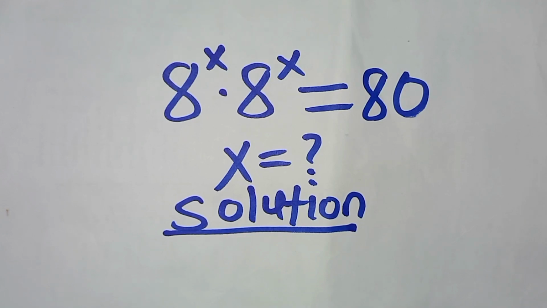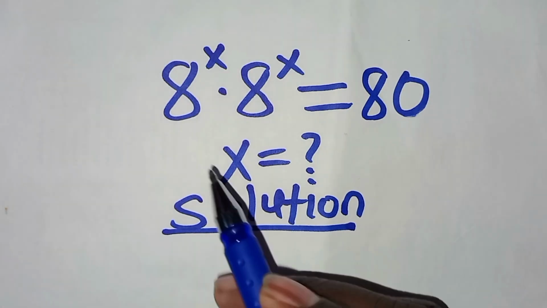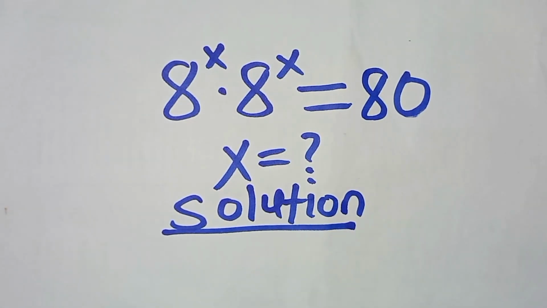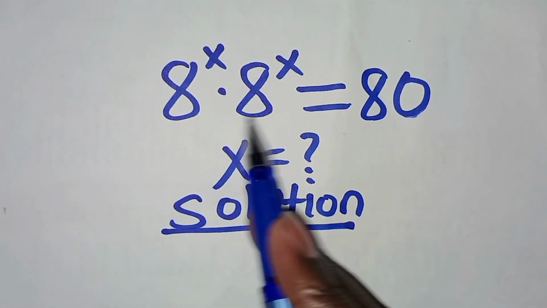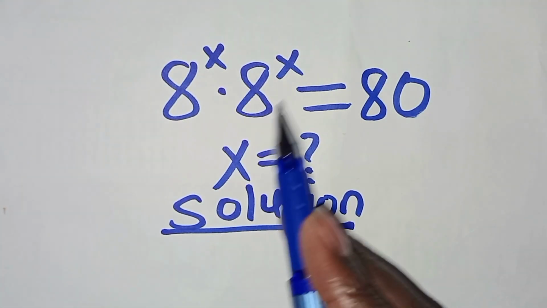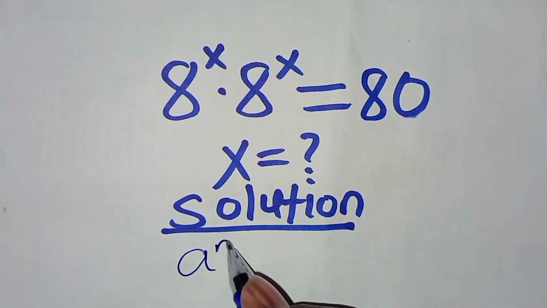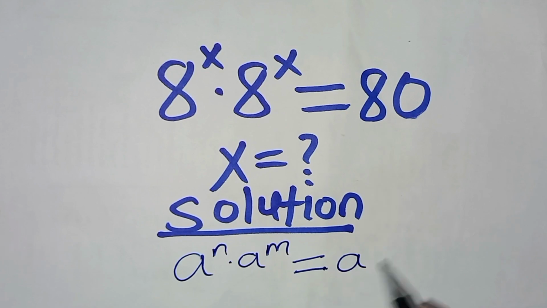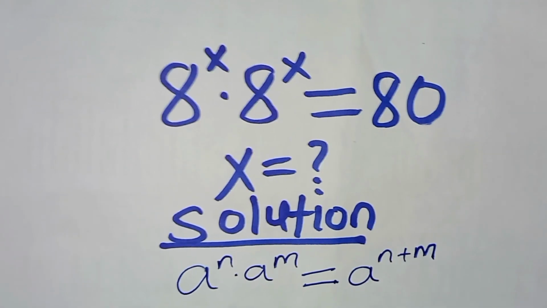Hello everyone, let's present a solution given this nice exponential equation, which is basically 8 to the power x times 8 to the power x is equal to 80. So what is the value of x? Now, we find that this exponential equation, 8 to the power x times 8 to the power x, is in the form of 8 to the power n times 8 to the power m, which we can express as 8 to the power n plus m.